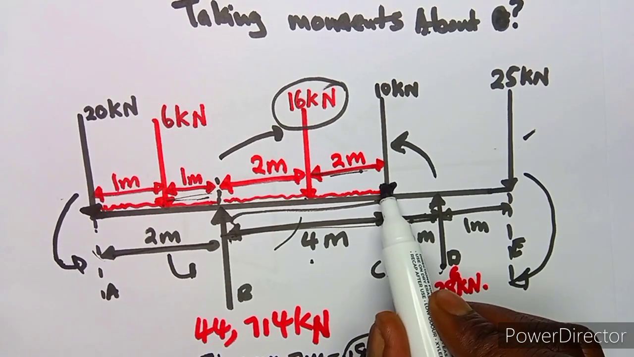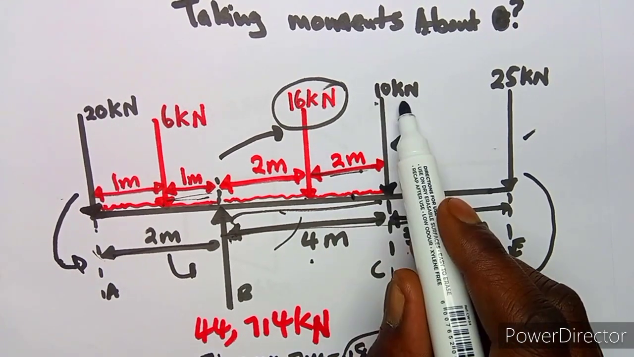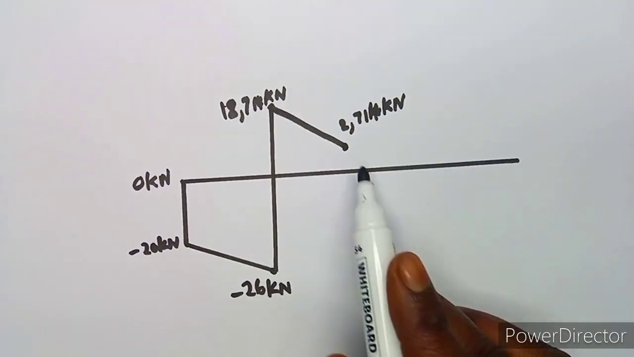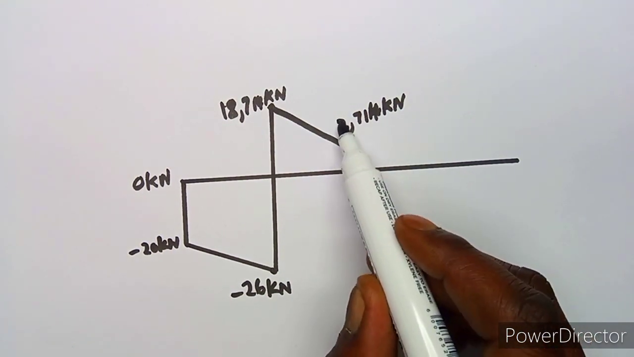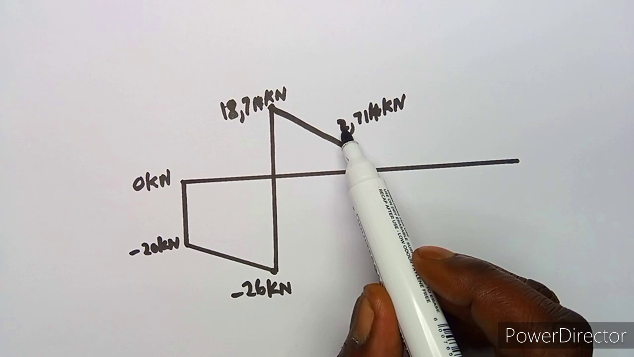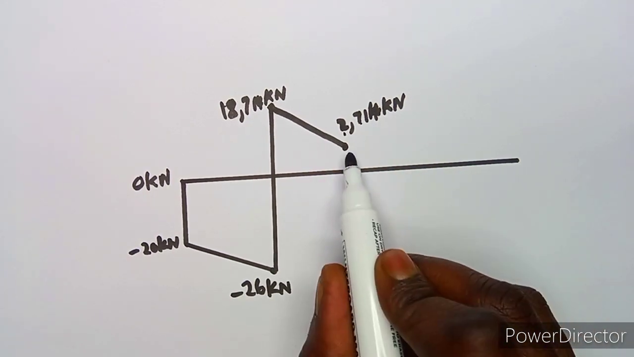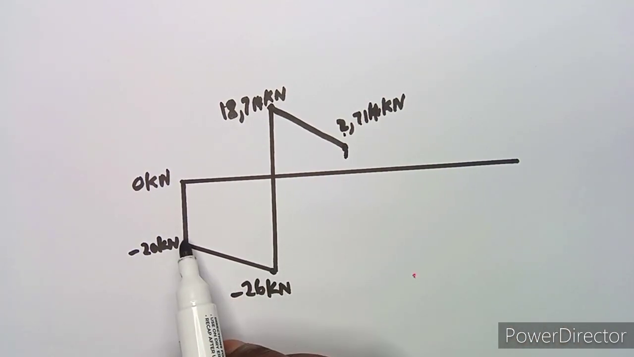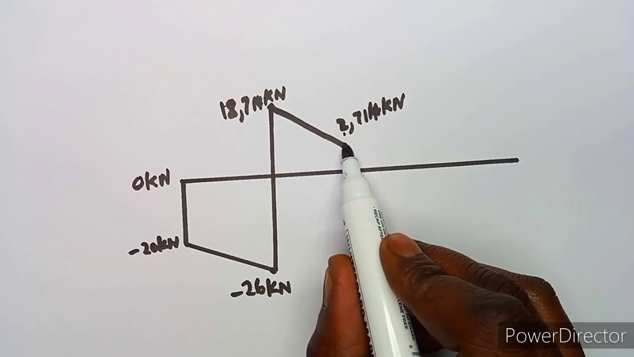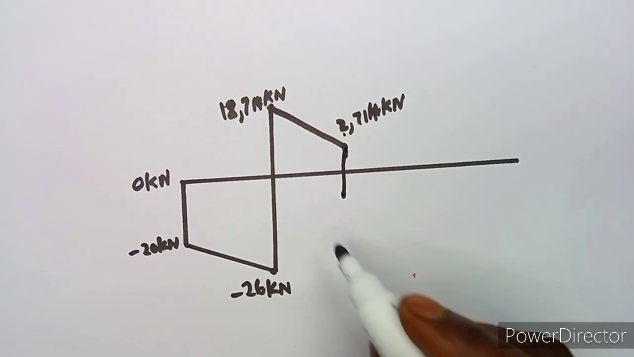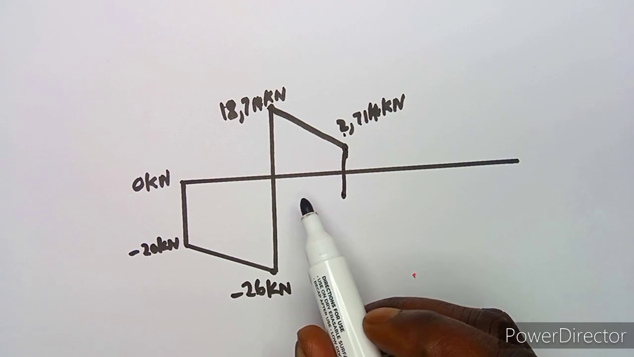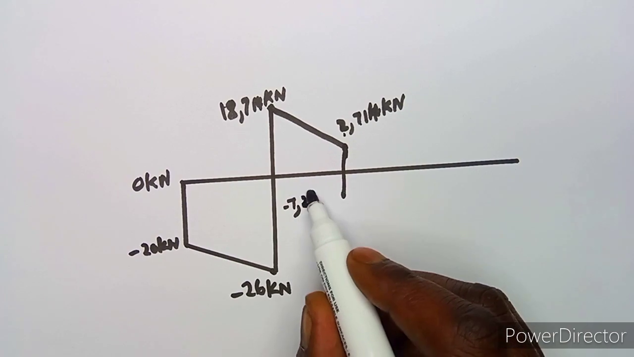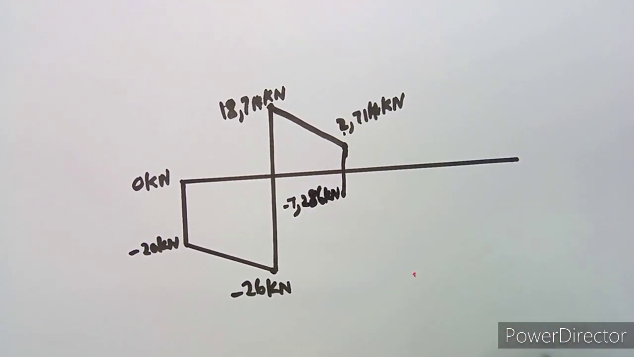There's a point load after the distributed load of 10 kilonewton, which means we have to subtract again 10. So at this point we subtract 10, so 2,714 minus 10 is going to give us something like -7. But it can't be below this line, so it can be maybe somewhere here, where we have got -7,286 kilonewton.